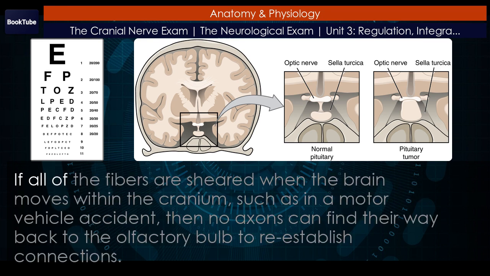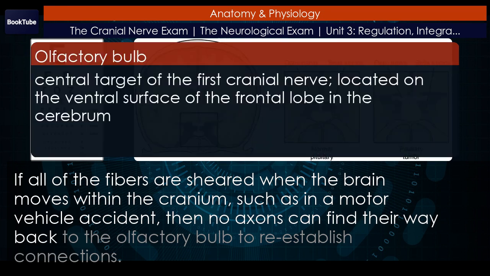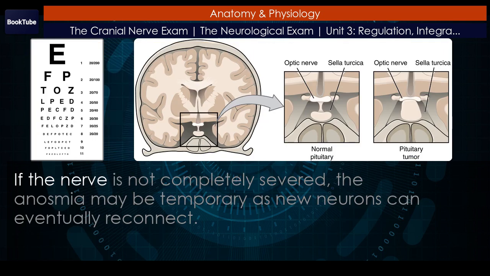If all of the fibers are sheared when the brain moves within the cranium, such as in a motor vehicle accident, then no axons can find their way back to the olfactory bulb to re-establish connections. If the nerve is not completely severed, the anosmia may be temporary, as new neurons can eventually reconnect.